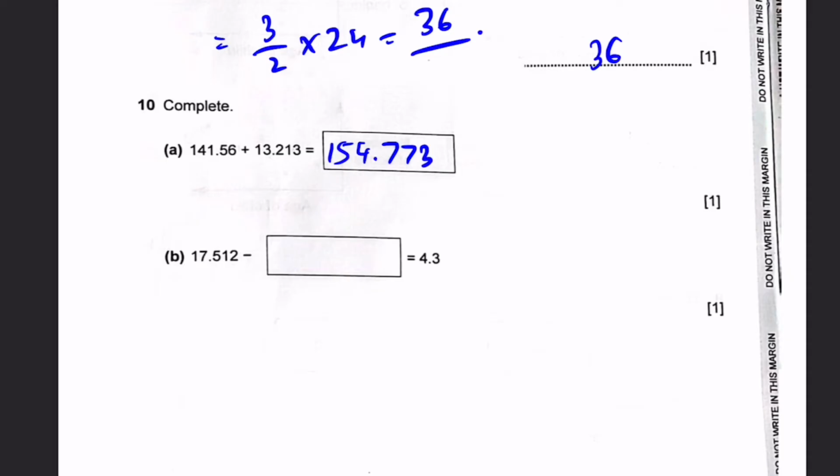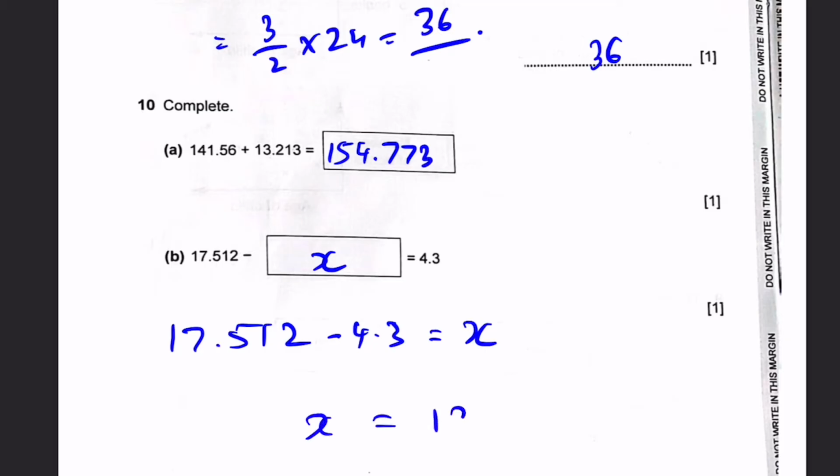We can put the blank value as x. And now we bring x to the other side and 4.3 to the other side, meaning 17.512 minus 4.3 is equal to x. And x will be equal to, if we did it correctly, 13.212. So now we can just replace that, 13.212. That's the answer. Let's go to question 11.